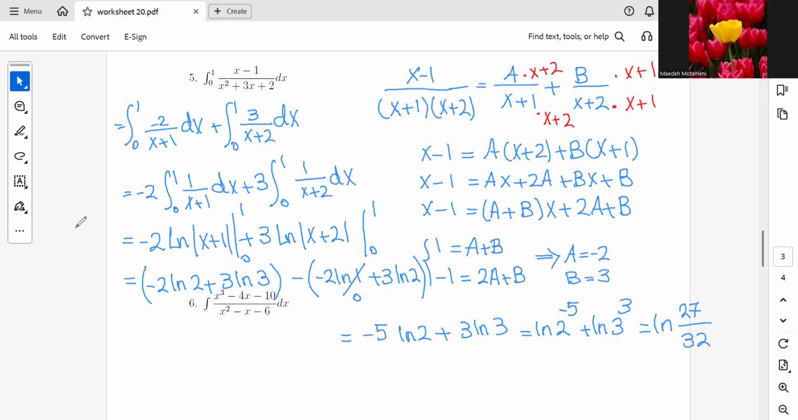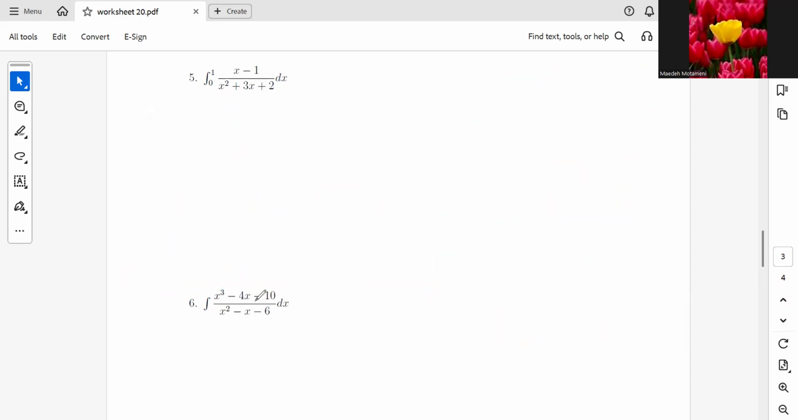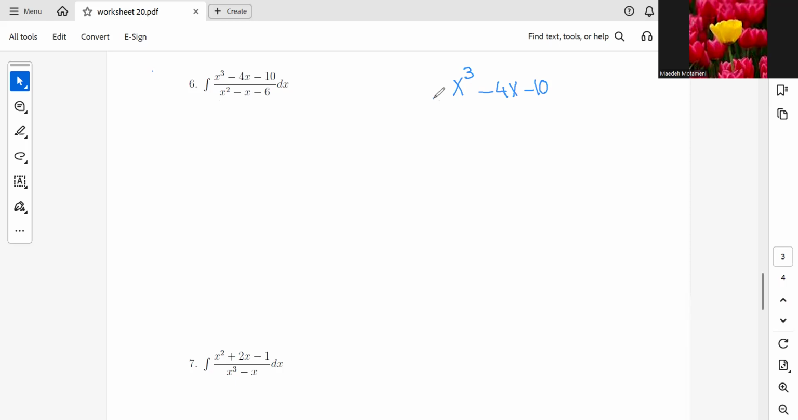Let's move on to number 6. So number 6. It's also going to be partial fraction, but the point is, in this one, the degree of top is more than the degree of the bottom. So in these cases, first of all, we would divide them algebraically. So x cubed minus 4x minus 10 will be divided by x squared minus x minus 6.